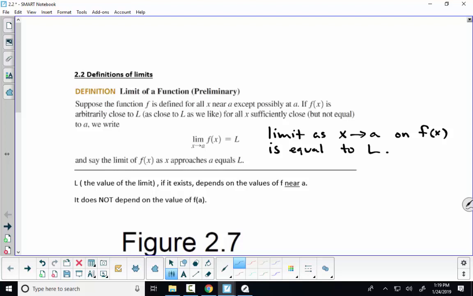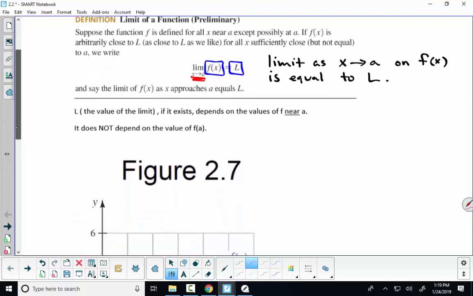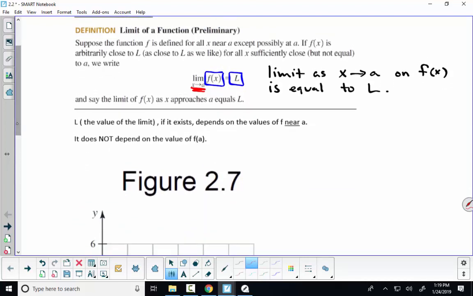So we're associating two different things here. We're saying that as x gets closer and closer to some value, what are the y values getting closer and closer to? Those two things are associated. So as x does this, what does y do? The limit L, if it exists, just depends on the values of the function near a, not the value at a.